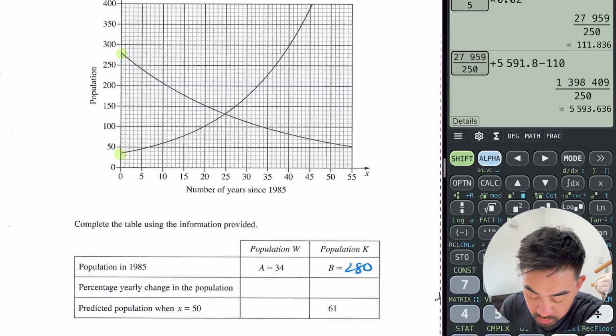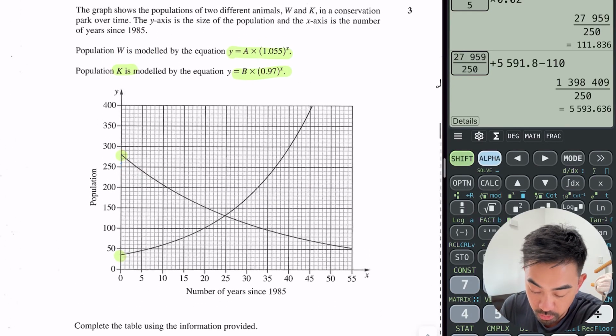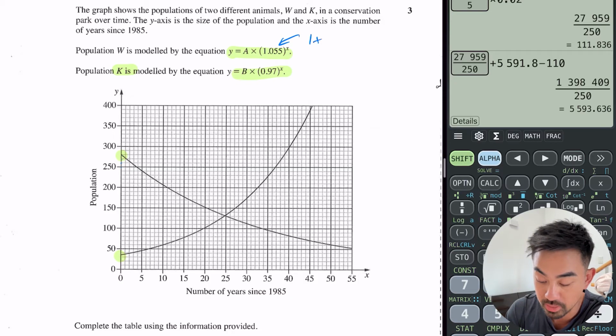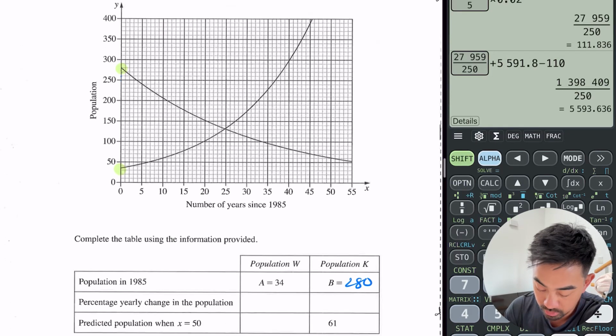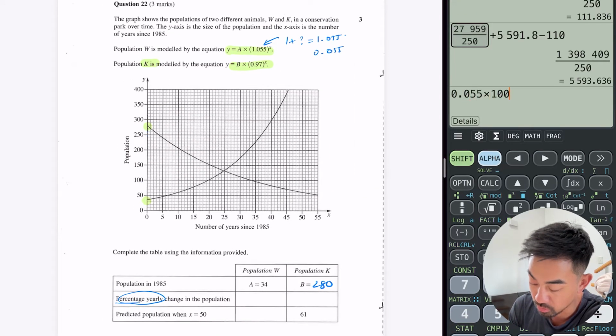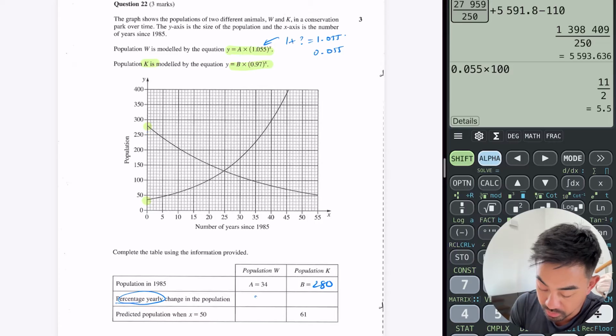Okay, percentage yearly change in population. Looking at this one, when it goes up, it's compound interest. So it's 1 plus something is equal to 1.055. That something's obviously 0.055. They want a percentage, so I need to times that by 100. So 0.055 times 100 is 5.5%.